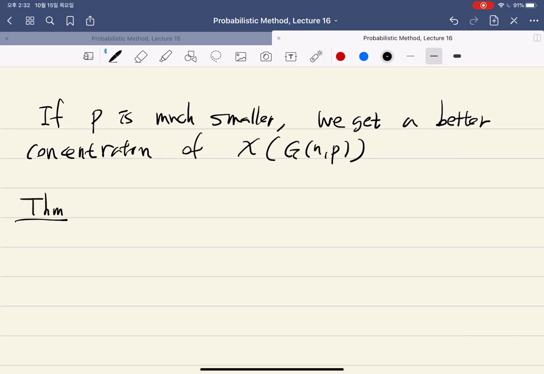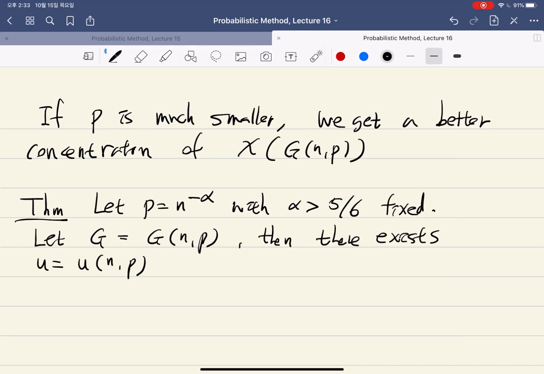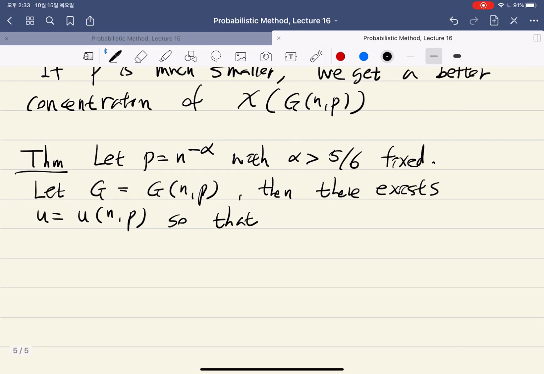So we want to show this theorem. When p is n to the minus alpha, with alpha bigger than 5 over 6, and let's say alpha is a fixed constant, and G is drawn from G(n,p), then there exists u depending on n and p so that with high probability the chromatic number of G is between u and u plus 3. So it's either u, u plus 1, u plus 2, or u plus 3.